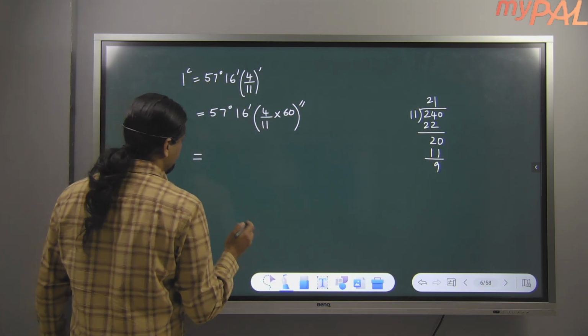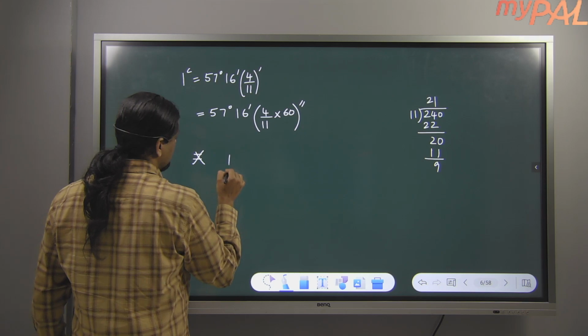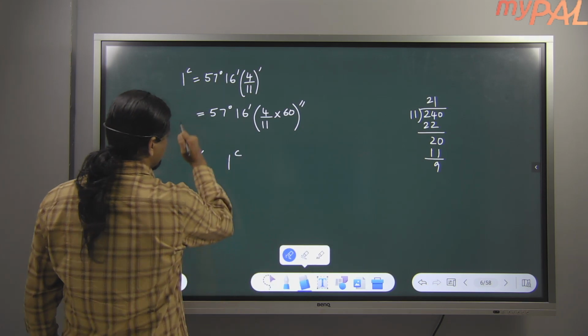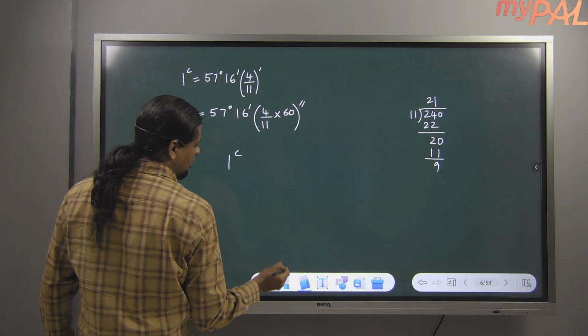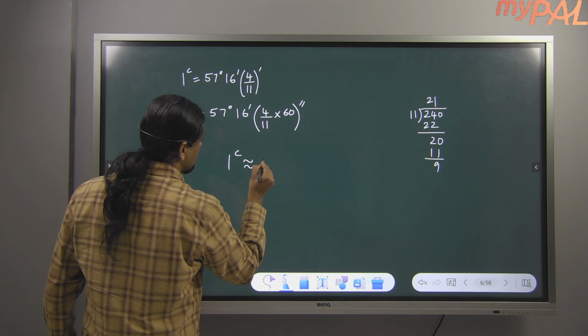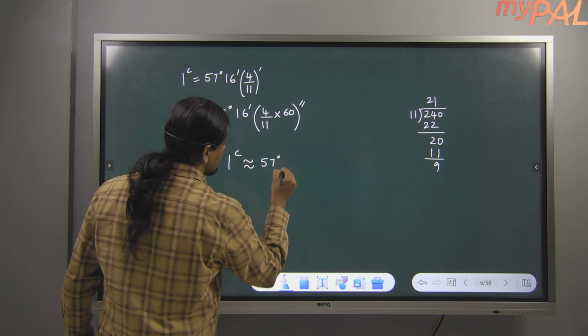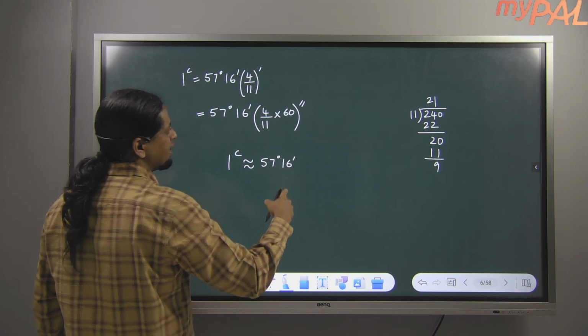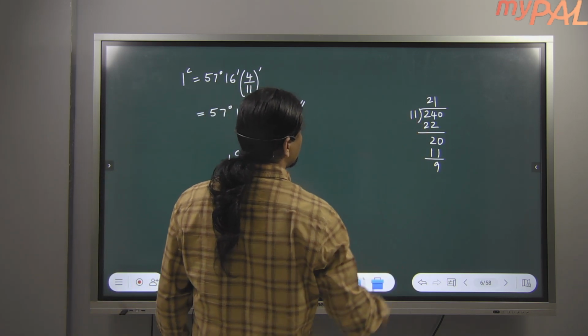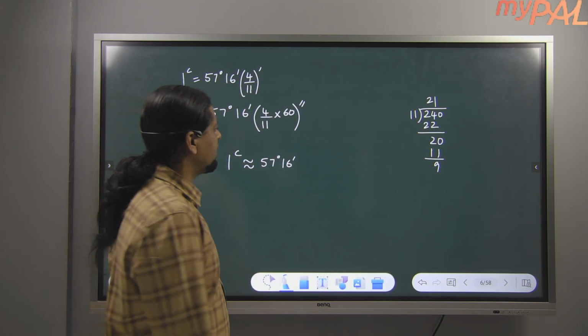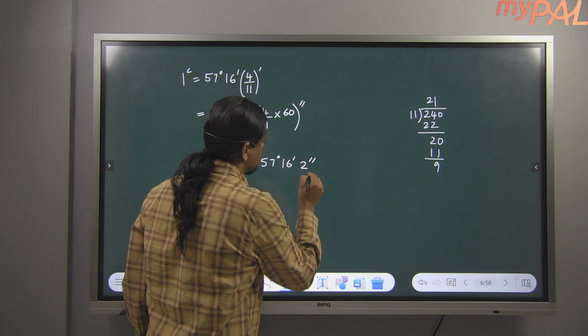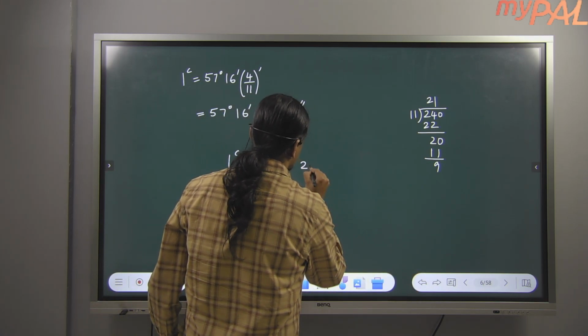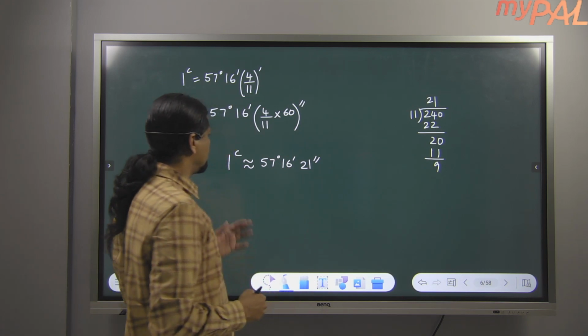So finally I can write 1 radian to be approximately equal to 57 degrees, 16 minutes, and how many seconds? We have seen that it's going to be close to 21 seconds. So 21 seconds. So this is how we are converting radians into degrees.